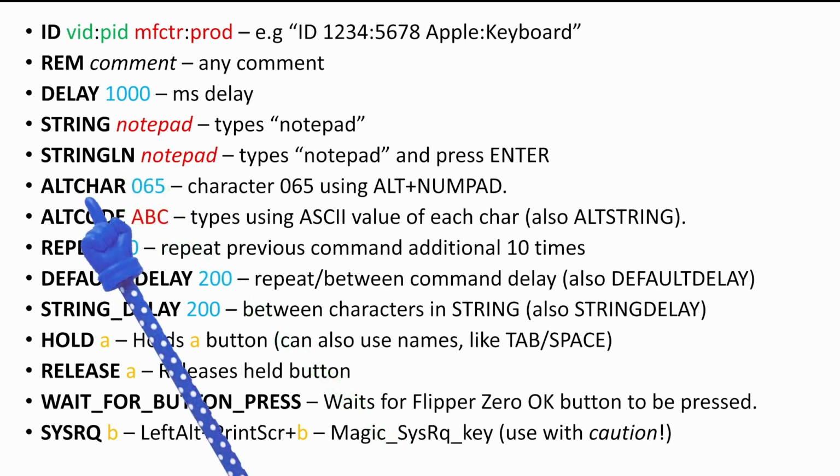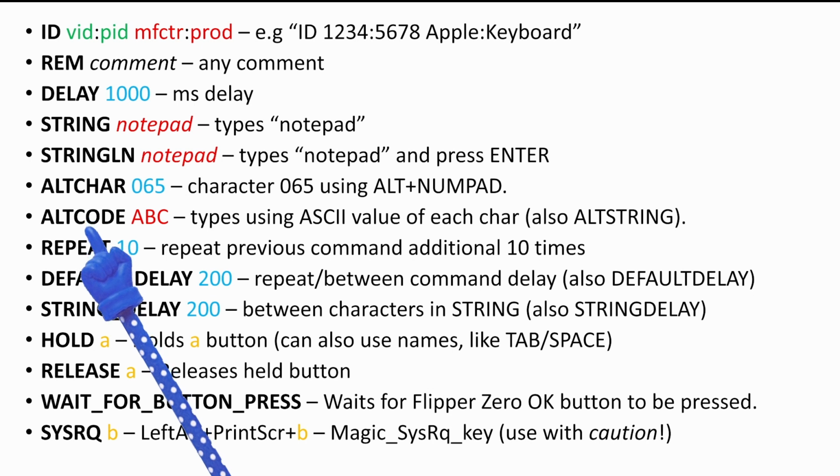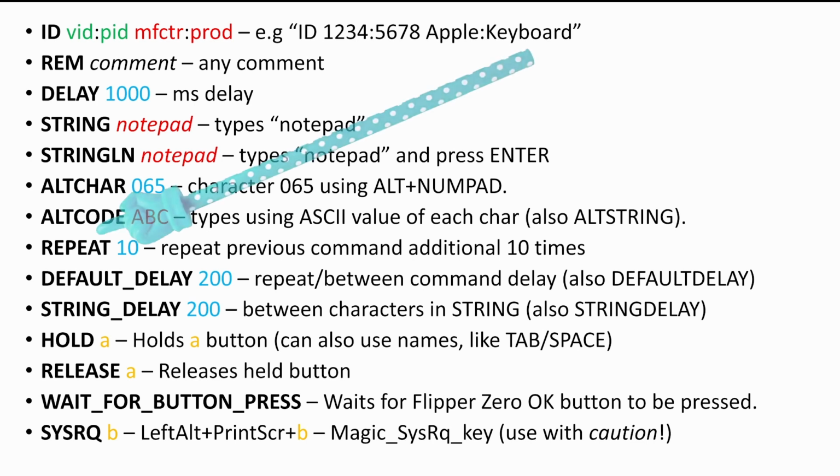ALTCHAR uses Alt plus a numeric keypad to enter characters, so it takes the ASCII code of the character you'd like to enter, which avoids keyboard layout issues. ALTCODE uses ALTCHAR underneath to type in the text, so instead of typing in 065 for an A, you just say A, or ABC to type ABC. Since it's using the ASCII codes, it will avoid keyboard layout issues. REPEAT repeats the previous command the number of times specified, so you'll get that many additional runs of the command.